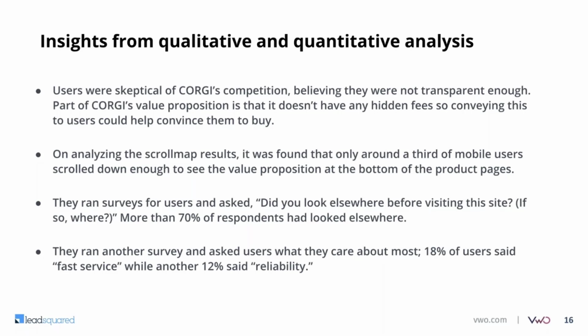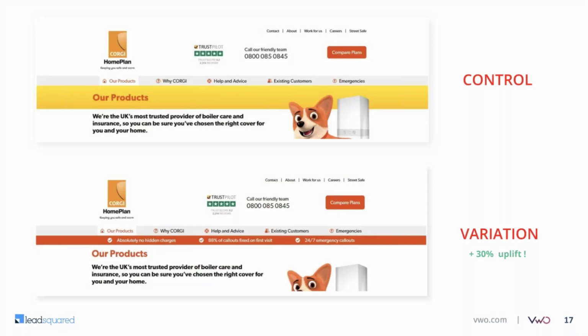Now, when they ran an experiment on this, they highlighted all the changes that their customers suggested. As you can see in the variation, they've mentioned absolutely no hidden charges, 88% of the callouts fixed on first visit, and 24/7 emergency callouts. They did not do this based on their own assumption. They asked their users, which is why they were confident that this change would work. And indeed, all of this got them more than a 30% increase in their transactions.